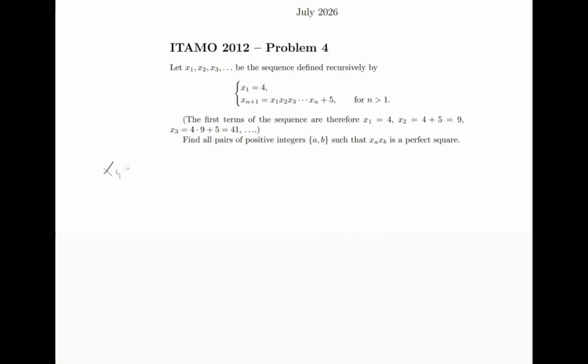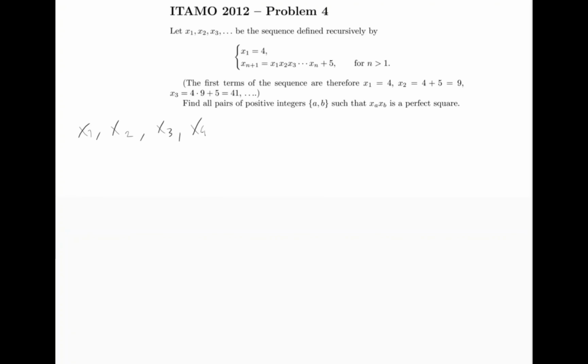After x4 it should be 36 times 41 plus 5, which I calculated before. It's 1481, and x5 is this stuff right here, which is really big, and I am not going to calculate it, because it would be kind of pointless. So we need to only reason with x1, x2, x3, x4.